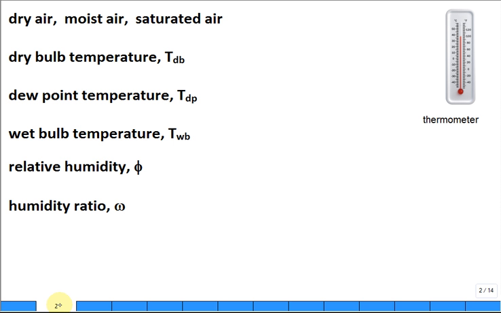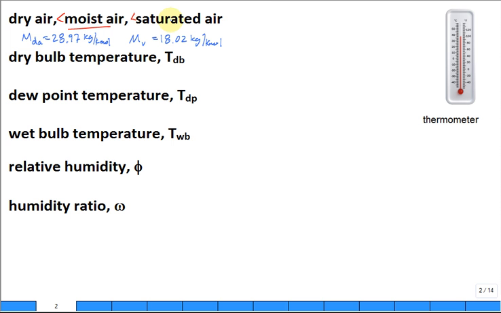So we had the concept of dry air, and with the dry air, we know that the molar mass of dry air is what? 28.97 kilograms per kilomole. If you have water vapor in it, then the molar mass of the vapor is about 18.02 kilograms per kilomole. The mixture can range from being completely dry air to saturated air. So moist air is in between.